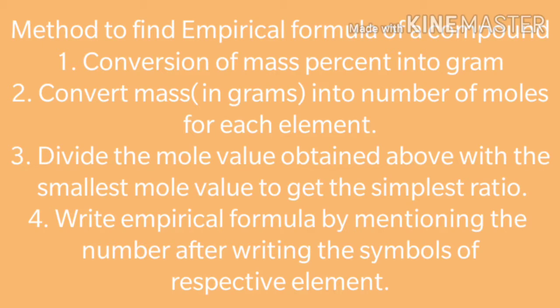Now the second step is to convert mass in grams into number of moles for each element. Convert the mass obtained above into number of moles by dividing them with the atomic masses of various elements. Divide the mole value obtained above with the smallest mole value to get the simplest ratio. Write the empirical formula by mentioning the numbers after writing the symbol of the respective element. So this is the way to find out the empirical formula.